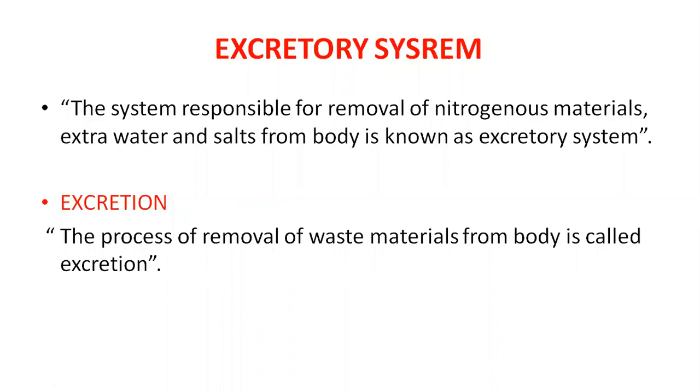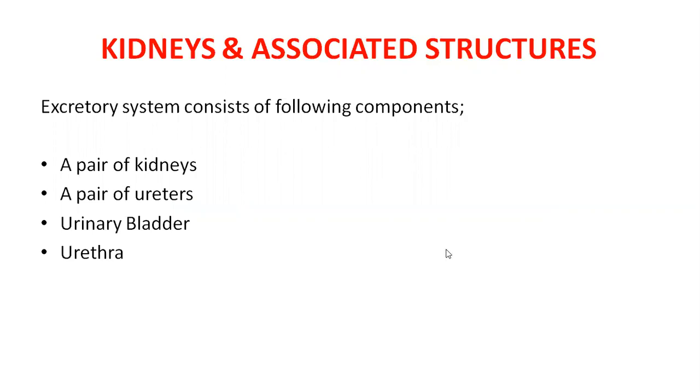Then we also discussed in our previous lesson the kidneys and the associated structures with the kidneys. The excretory system consists of kidneys and certain structures associated with it. So the components of the excretory system were basically a pair of kidneys, meaning 2 kidneys were present, a pair of ureters. You have all studied that 2 ureters are present in the excretory system. Then a single urinary bladder is present and a urethra is present.